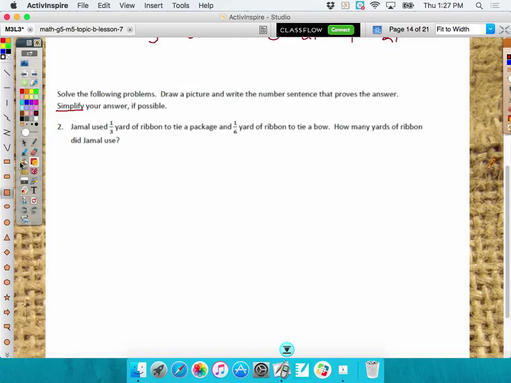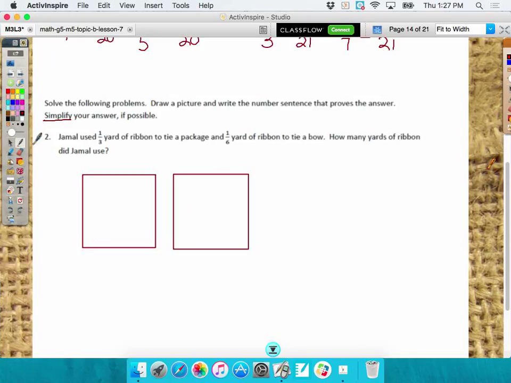Okay, here is the question. Jamal used 1/3 yard of ribbon to tie a package and 1/6 yard of ribbon to tie a bow. How many yards of ribbon did Jamal use? Now it says write a number sentence. So let's do that first. What does my number sentence need to include? Numbers. 1/3 plus 1/6. This time it's not only numbers, it's fractions, isn't it?